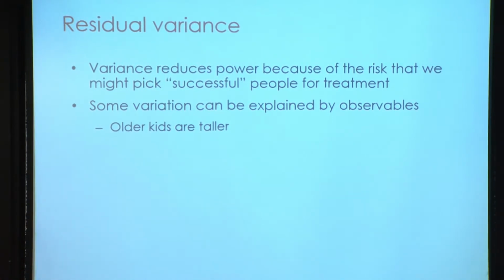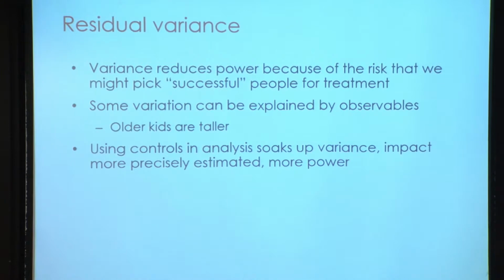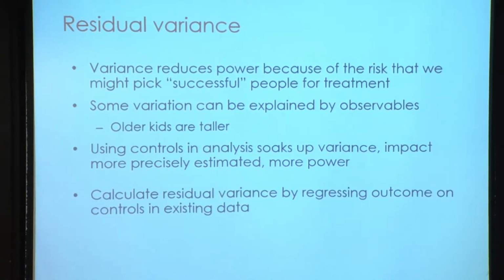That's part, right? So using controls, it may not be baseline, it can be other controls, but anything that soaks up variation, that explains variation, means that we don't get confused in the final estimation. It increases the precision of our estimate. And given that we're going to have a more precise estimate, let's know that at the beginning, and let's figure out our sample size based on that, right? So we calculate residual variance by regressing the outcome on controls in the existing data.